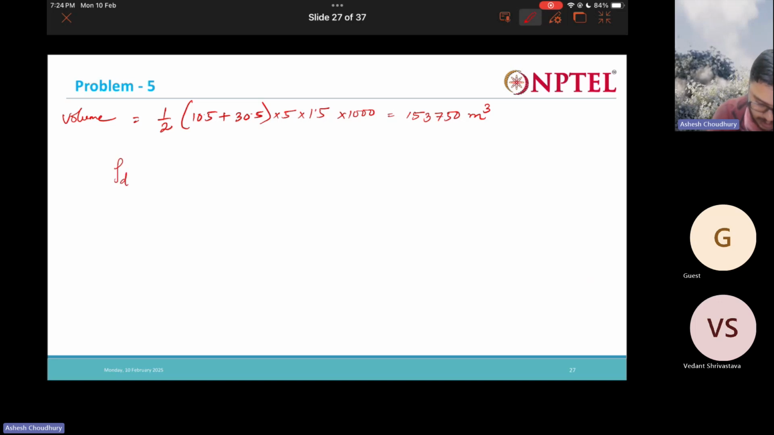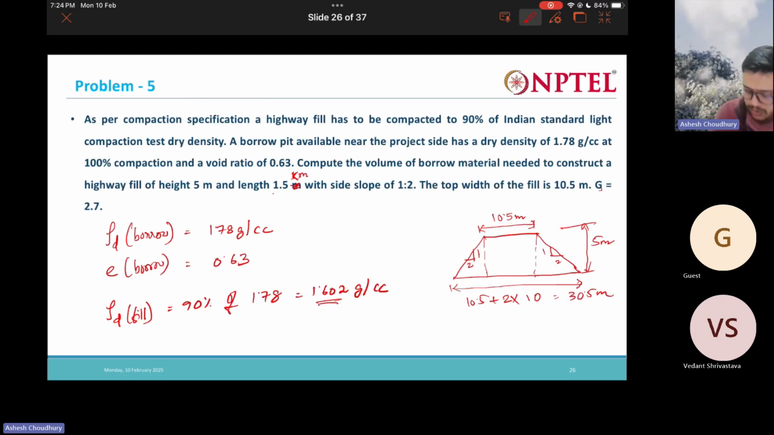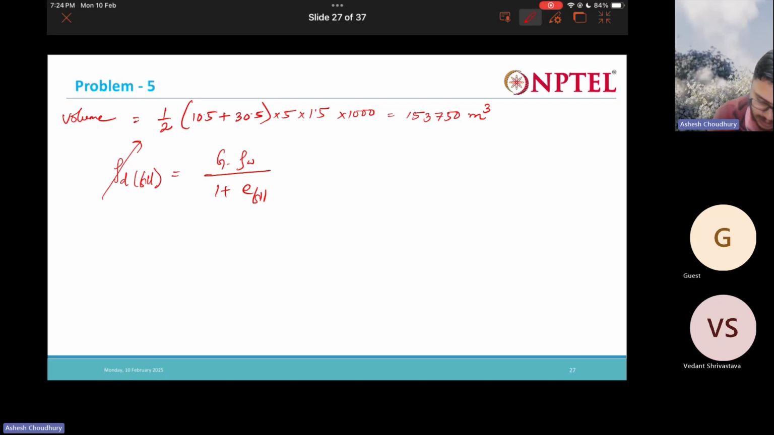Therefore, gamma d fill is G into gamma W by 1 plus E fill. Now this one I know is 1.602, right? So from here I can calculate the E fill as 0.685. Now the next thing we are going to do is similar to what we did in our first class, the borrow pit problems we solved in the first discussion session.